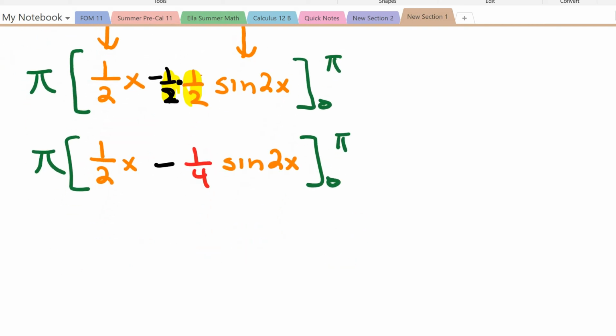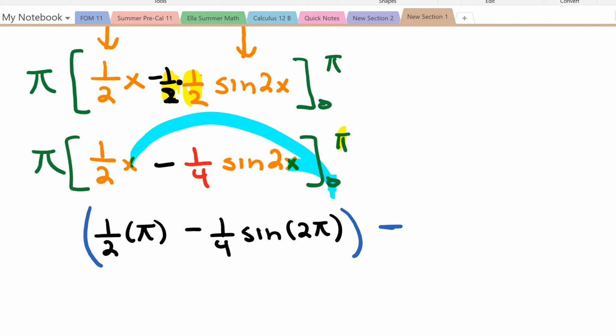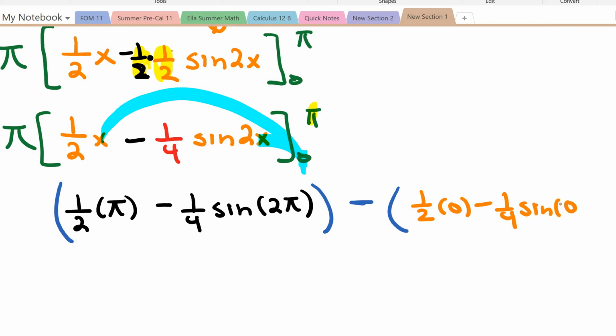And then we can finish this off by using the fundamental theorem of calculus. Upper bound first, so that's going to be 1/2 times pi minus 1/4 sine of 2 pi. That's the first bracket, and then I need to subtract the lower bound now, which is going to be 1/2 times 0 minus 1/4 sine of 0. And then all this is going to be multiplied by pi.